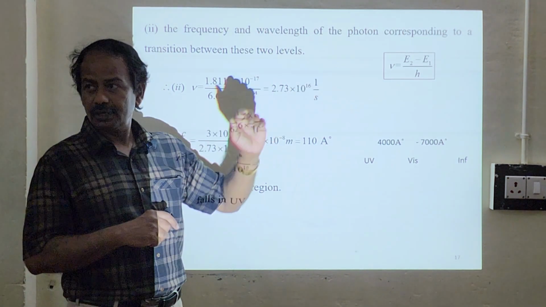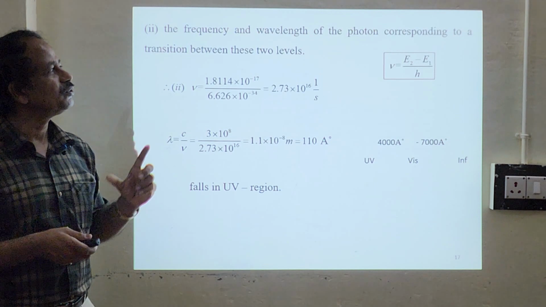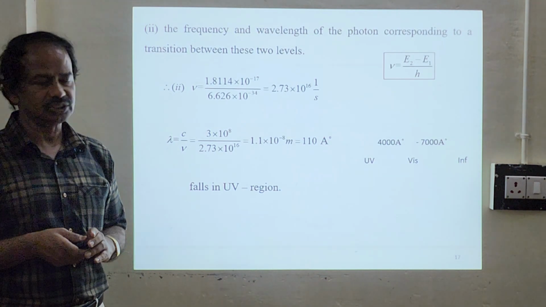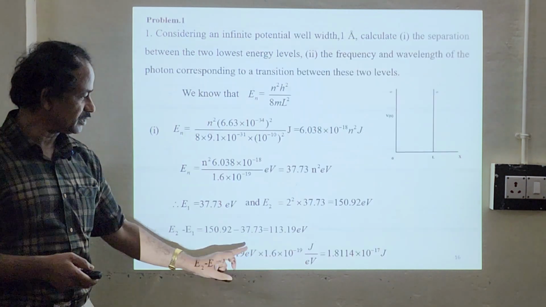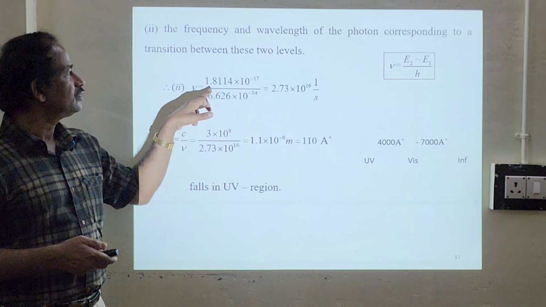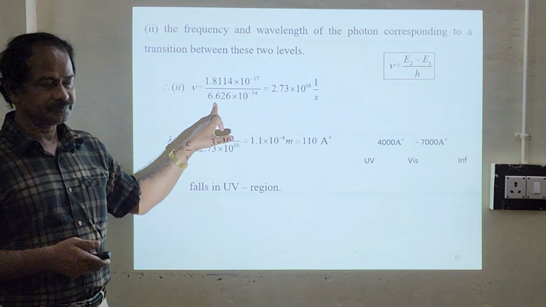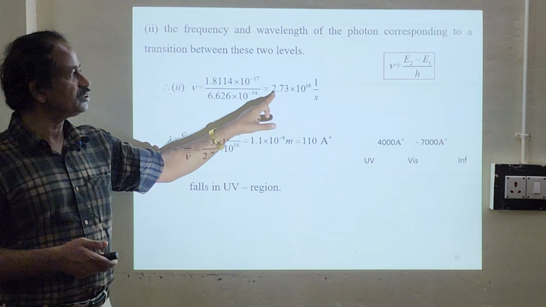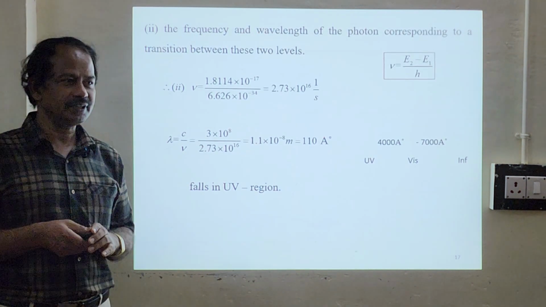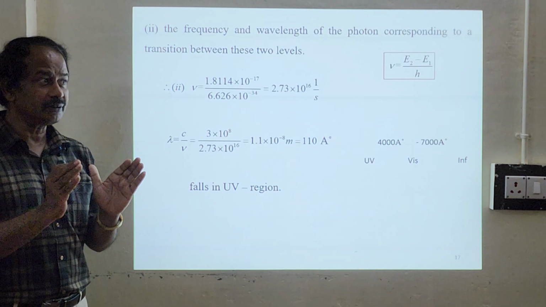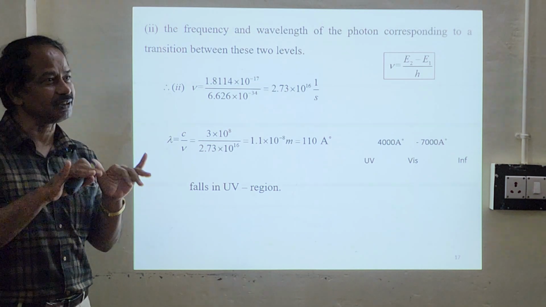Of course, we will have to use Bohr's postulate. So this will be your Bohr's postulate: nu equals E2 minus E1 divided by h. E2 minus E1 we have just now found out, which is nothing but the previous one. So 1.8114 into 10 power minus 17 divided by your value of h. Dividing, that will give you nu, which is equal to 2.73 into 10 power 16 hertz or 1 by second. Okay, it will be around always 10 power 15, 10 power 16, 10 power 17. Don't forget, within this range only it will lie.